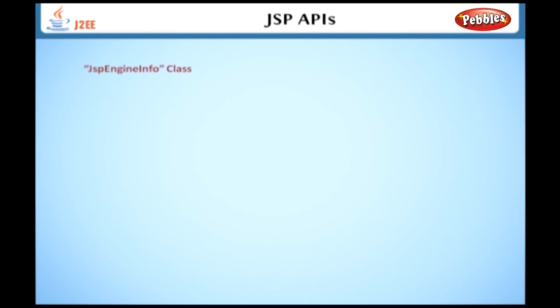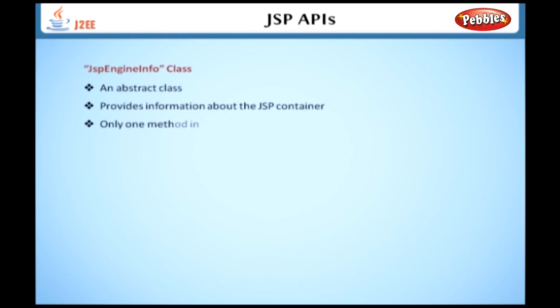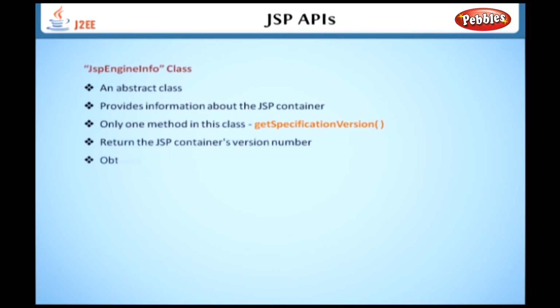JspEngineInfo class. This is also an abstract class which provides information about the JSP container. There is only one method in this class. It is getSpecificationVersion. This method will return the JSP container's version number. We can obtain a JspEngineInfo object using the getEngineInfo method of the JspFactory Class.